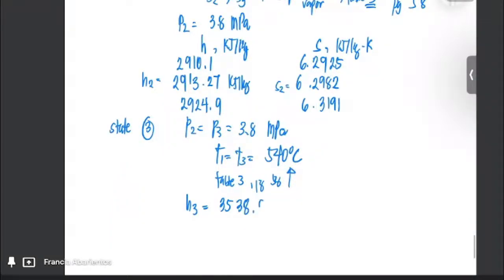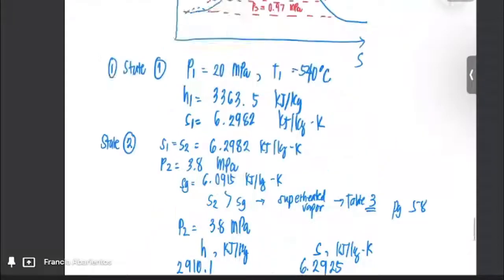Ano naman, class, yung entropy natin at 0.3? Entropy. We have now 7.2311. Ayan. Kelvin. So, we have now that. That's T3. Kasi given sa atin yung temperature leaving the reheater.